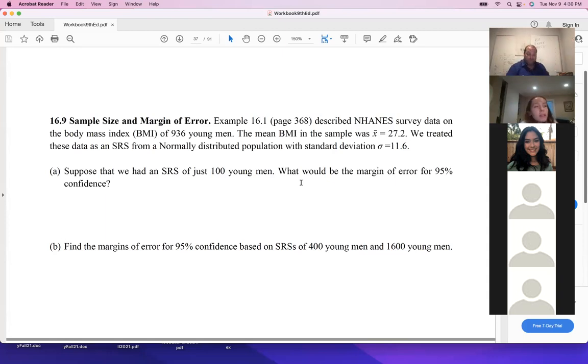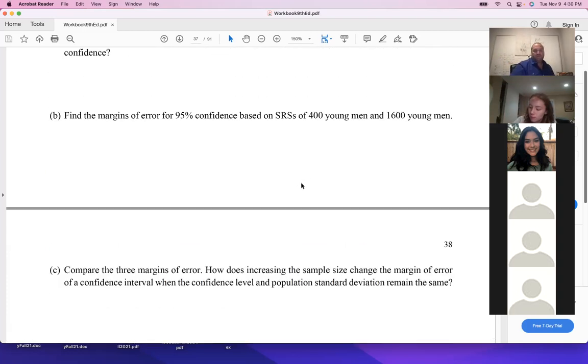But if I did the formula, what would I put? Wait, what is the formula again? It's Z star sigma divided by the square root of n. Okay. Because remember the formula for the confidence interval: X bar plus or minus, and then we have the margin of error, plus or minus what? Z star sigma over the square root of n. Right? Z star for 95% is 1.96. And then we multiply by sigma and we divide by the square root of 100 and we're done.